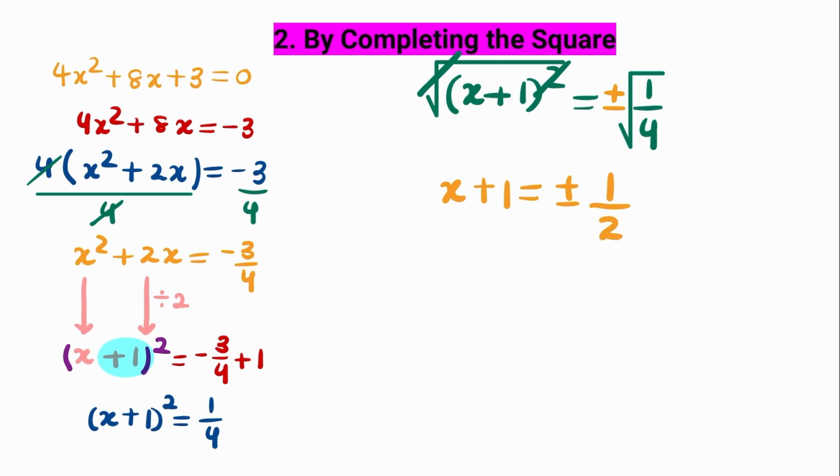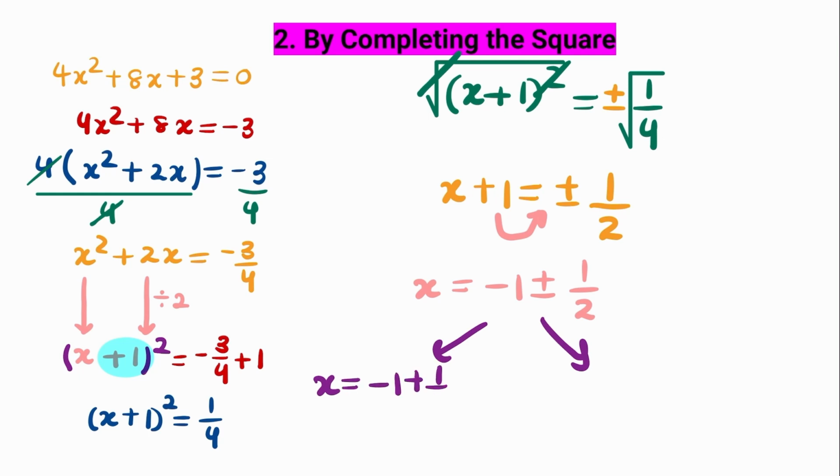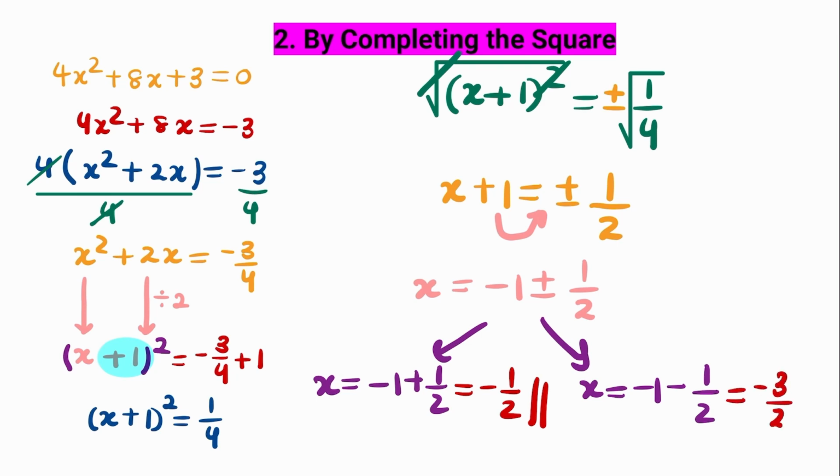And then we can solve the equation for x by taking plus 1 to the other side of the equation as minus 1. x is equal to minus 1 plus or minus 1 over 2. We can take two solutions for x by taking the positive root for one solution and the negative root for the other solution. x is equal to minus 1 plus 1 half, and x is equal to minus 1 minus 1 half. So what are the final answers for x? Minus 1 plus half will be equal to minus half, and minus 1 minus half is equal to minus 3 over 2. Those are our final answers.